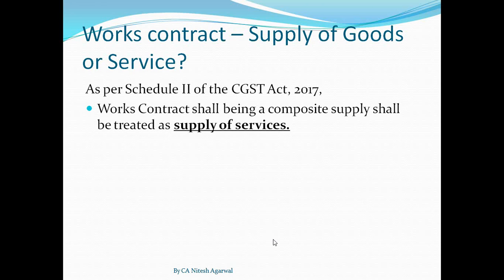That means works contract, even though it is a combination of both supply of goods as well as supply of services, will be considered as a supply of services only, and all those provisions of supply of services as laid down under the GST law will be applicable on works contract.